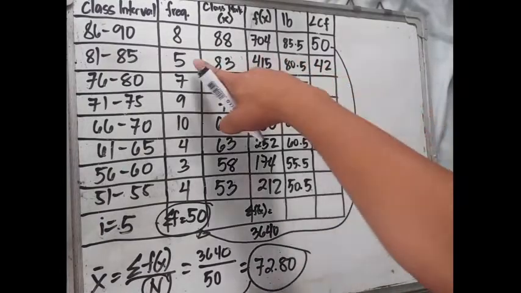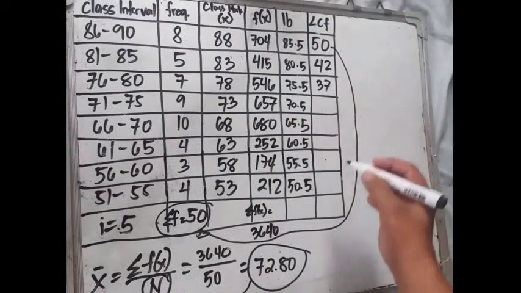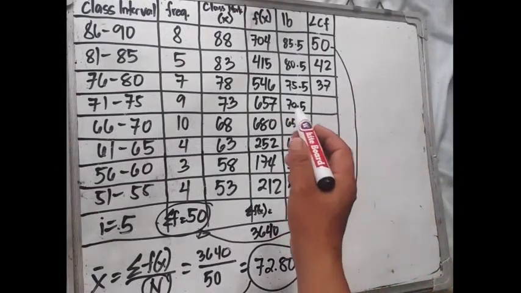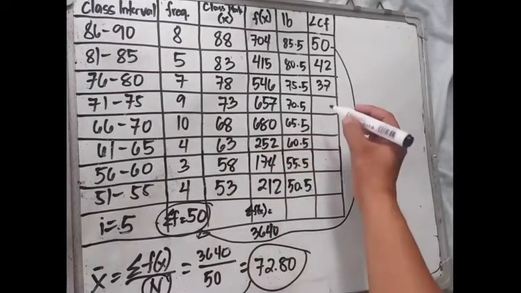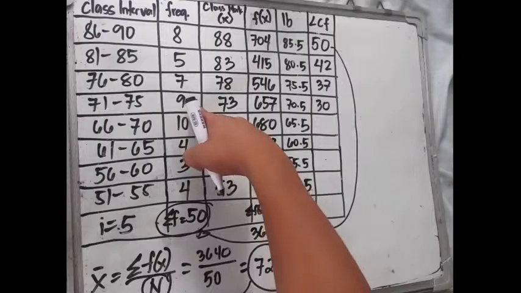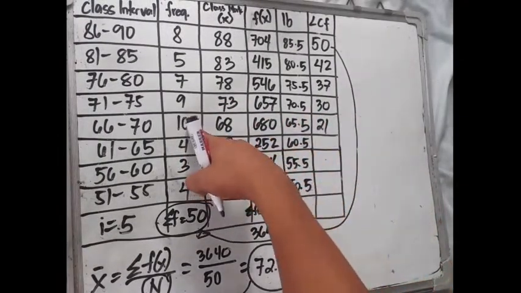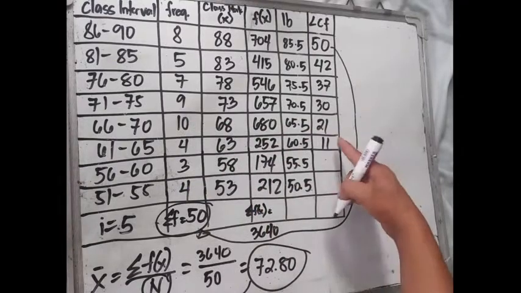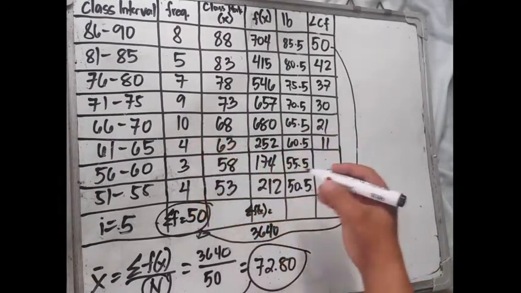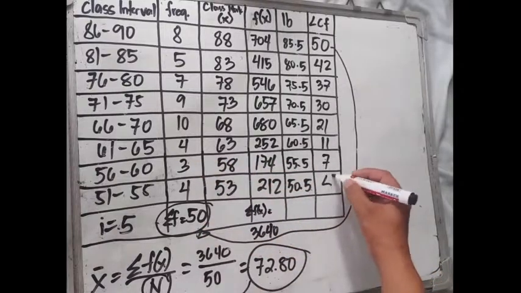Next, 42 minus 5, that is 37. Then 37 minus 7, that is 30. 30 minus 9, that is 21. 21 minus 10, that is 11. 11 minus 4, that is 7. 7 minus 3, that is 4.